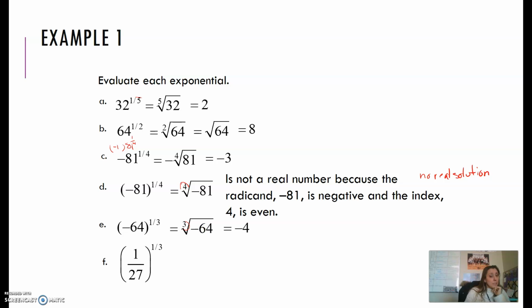Now this one, how would we evaluate this? Well, now we're going to take the cubed root of 1 over 27. The whole thing. Everything that's inside the parentheses goes underneath the radical. Everything that's attached to the exponent goes underneath the radical.